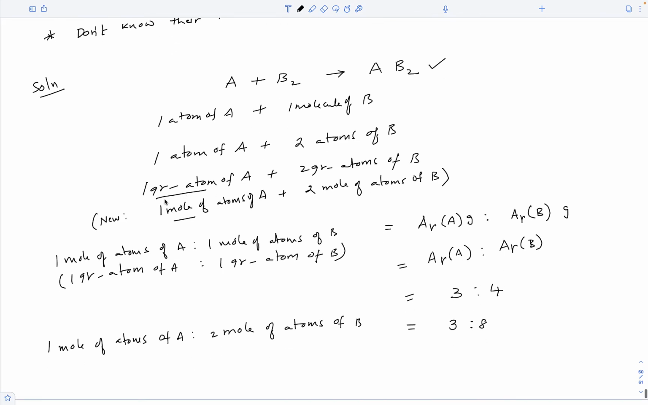Now what is 1 gram atom of A or 1 mole of atoms of A? Its atomic weight in grams. Same with B. So what is the ratio of the masses of 1 mole of atoms of A and 1 mole of atoms of B? This. These units get cancelled. So it will be equal to the ratio of their relative atomic masses, where AR A is the relative atomic mass of A, AR B is the relative atomic mass of B. And this is given as 3 to 4.